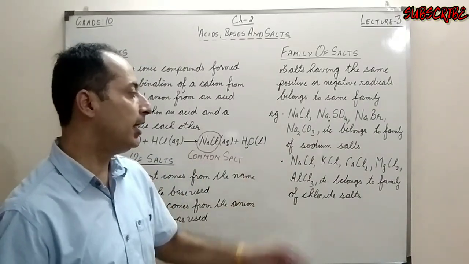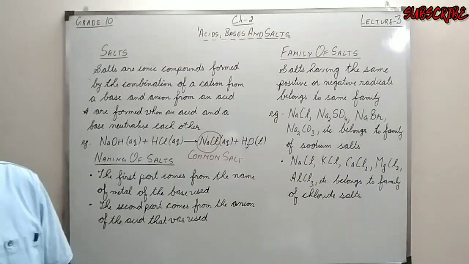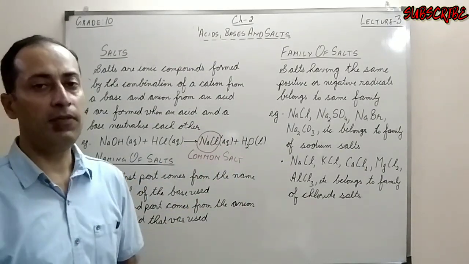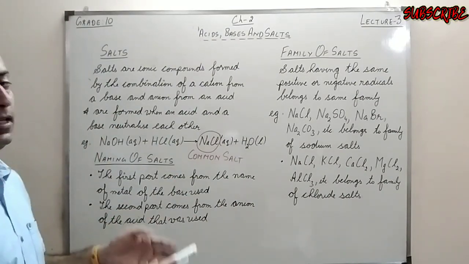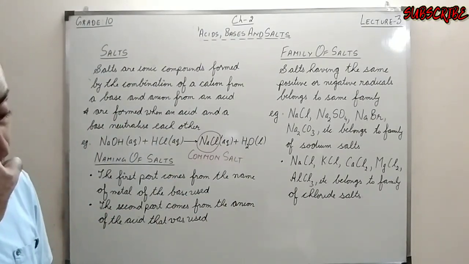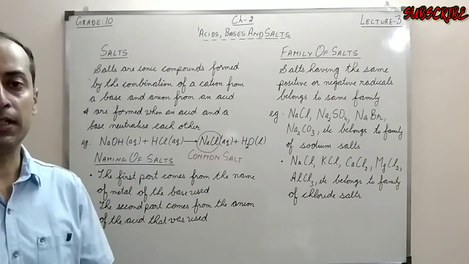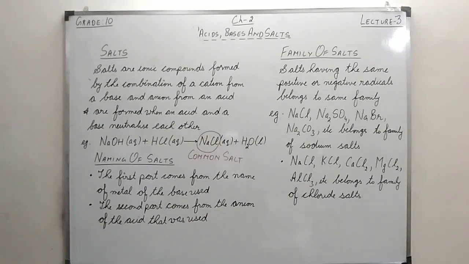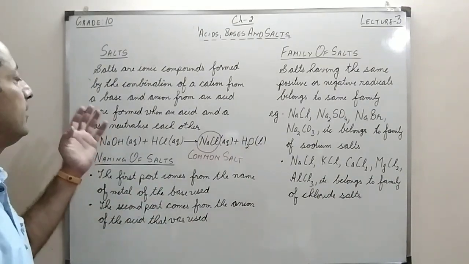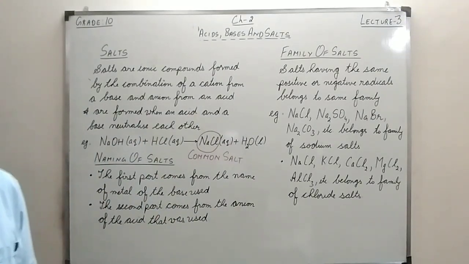So this is why we say that these all belong to the family of chloride salts. So this is how we have the family of salts. If the first name is the same, we say the salts belong to that family, and if the second part is the same, then we say that the salts belong to the other family, right? The next thing that comes in the series of the salts topic is about the pH of salts, right? So let's talk about the pH of salts.